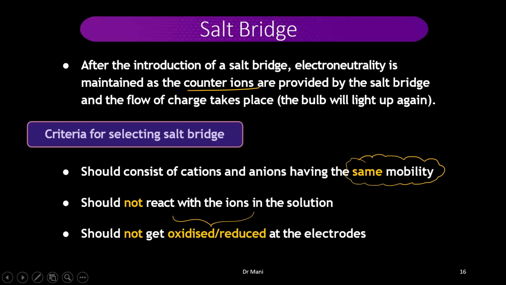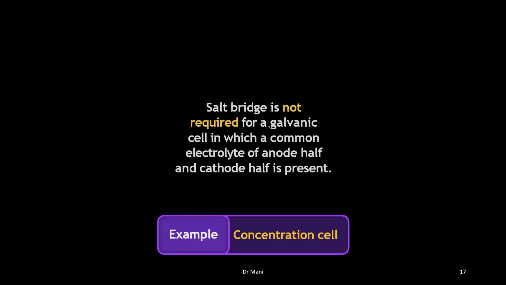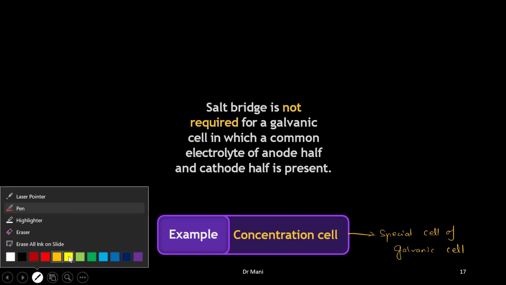So next one, a salt bridge is not required for a galvanic cell in which a common electrolyte of anode half and cathode half is present. You can take a concentration cell, that's a special type of galvanic cell. So what is this galvanic cell? I already explained what this galvanic cell is.